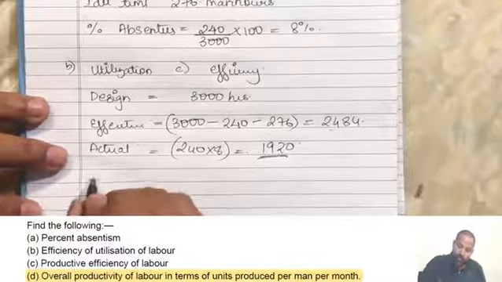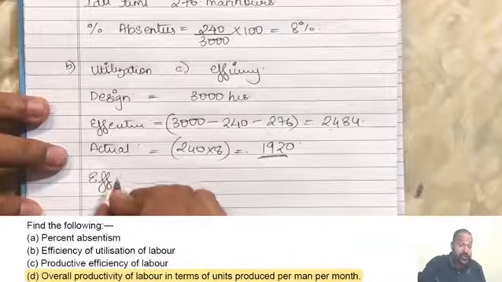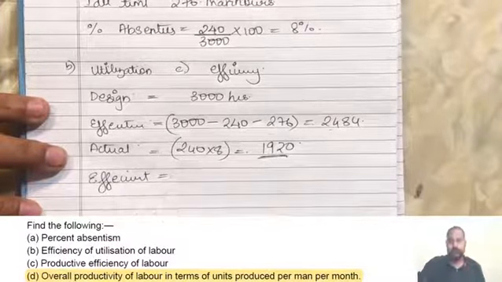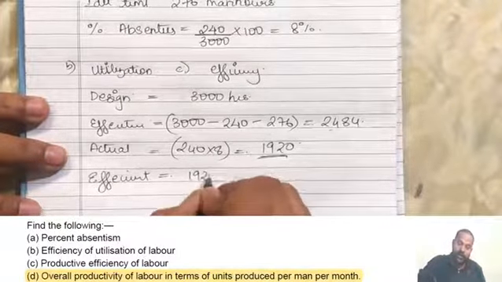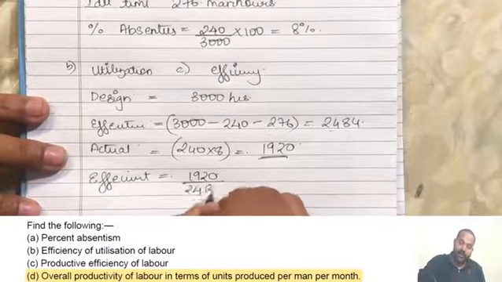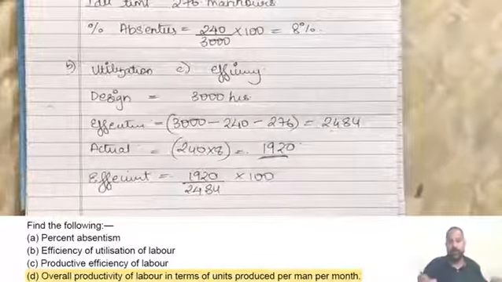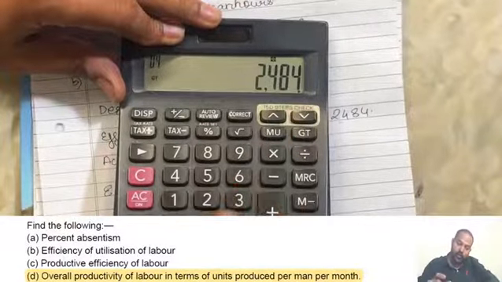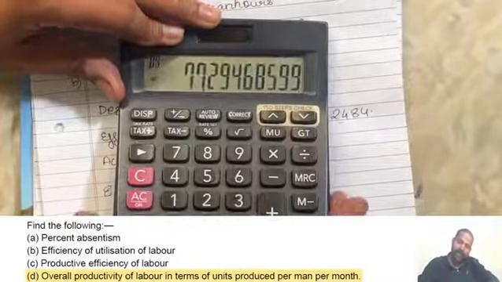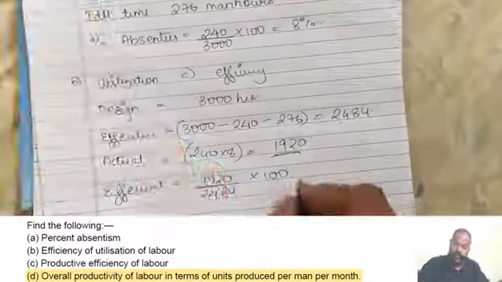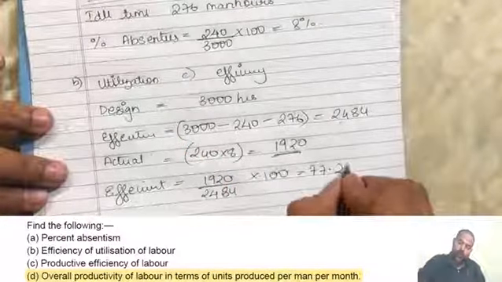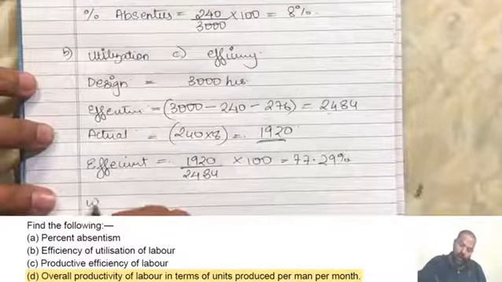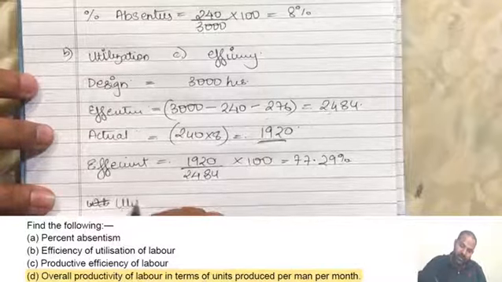So if you ask me how efficient is my system working? Well, I am getting 1920 where I should get at least 2484. So 1920 divided by 2484, multiplied by 100, is 77.29%. 77.29% efficiency. How well are you utilized?